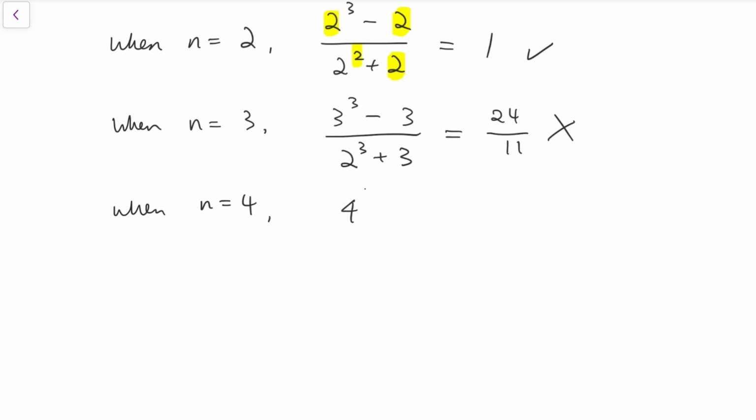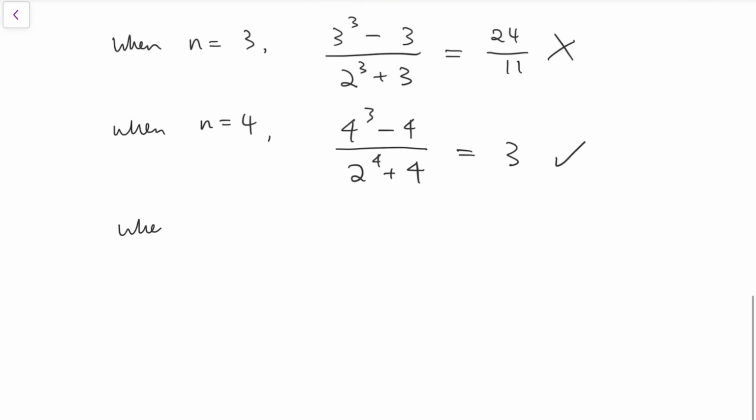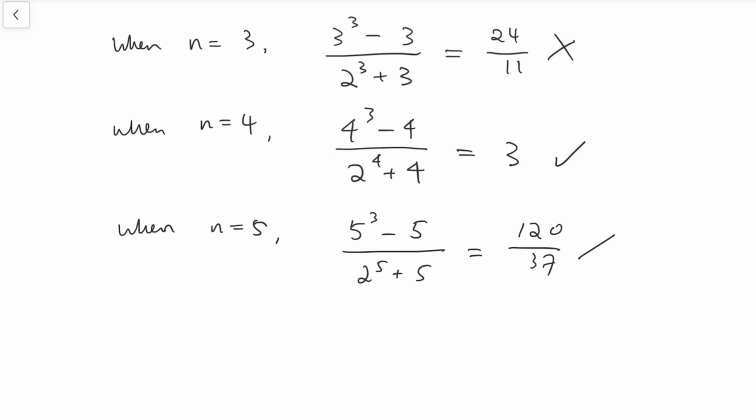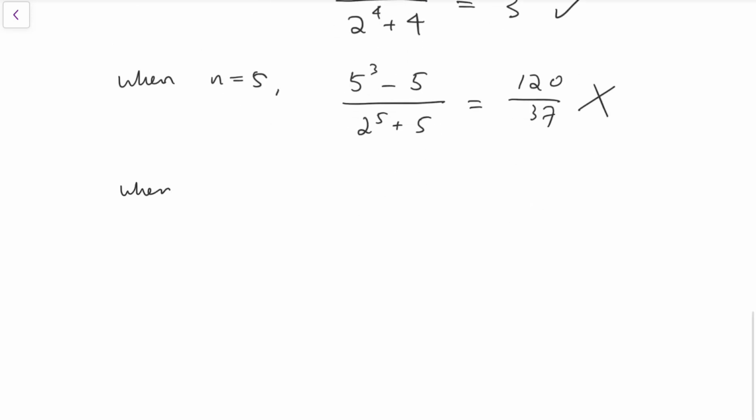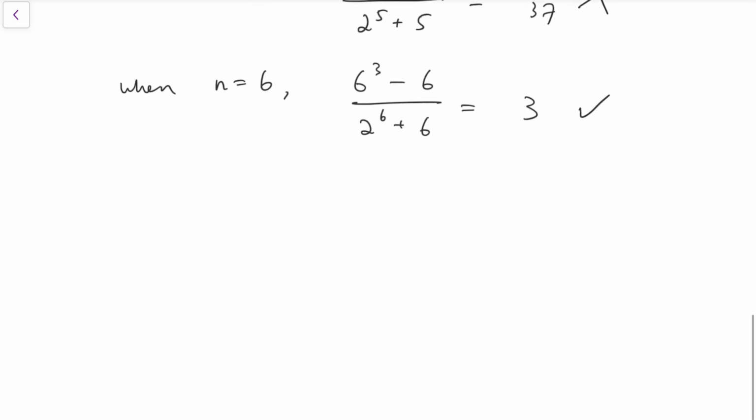When n equals 4, 4 cubed minus 4 over 2 to the power 4 plus 4, so that's 3, a take. When n equals 5, 5 cubed minus 5 all divided by 2 to the power 5 plus 5, we'll have 120 over 37, not a solution. When n equals 6, we will have again the fraction equal to 3, so again a valid solution.